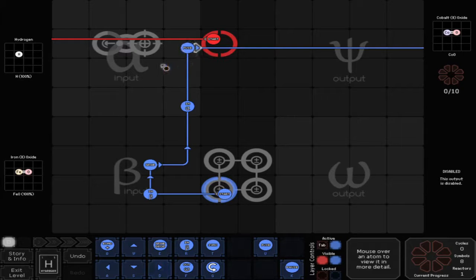This should fuse the hydrogen to the iron to produce the cobalt. And then we just, that's not a drop command, that's a drop command. And then we just send the cobalt oxide out and complete the level. Really quick and simple introduction to how the fusion laser works.